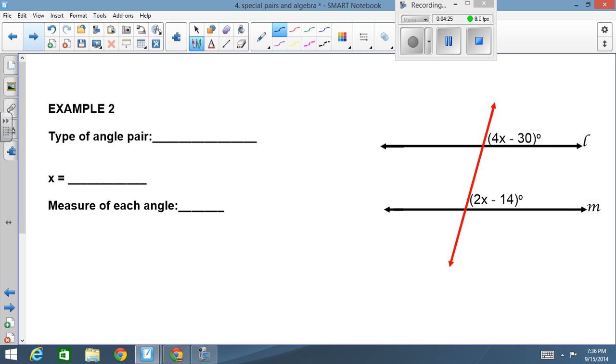Next example. Different type of angle pair. When I look at these angles, this angle here and this angle here, okay, now I ask myself, what are these? Well, these are corresponding angles. Right? They slide right up the transversal. So these are our corresponding angles.